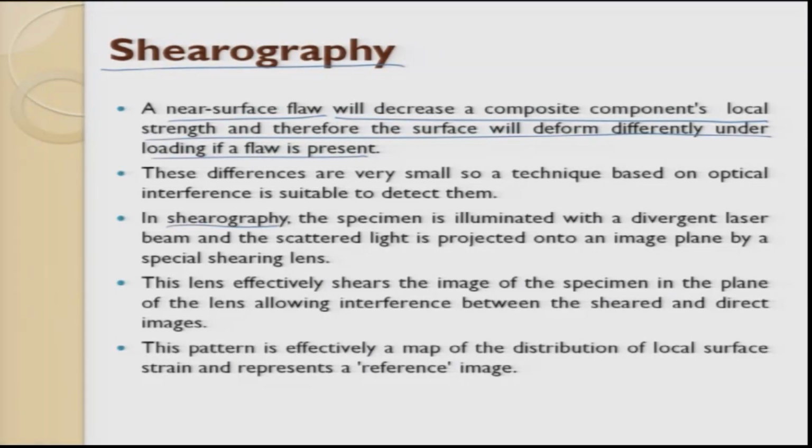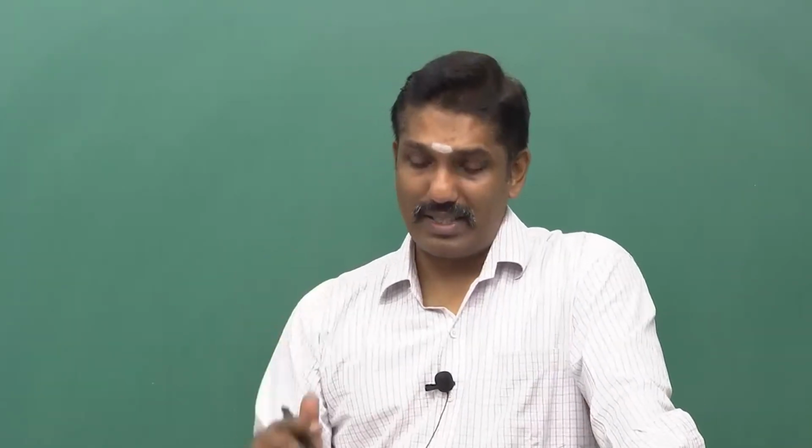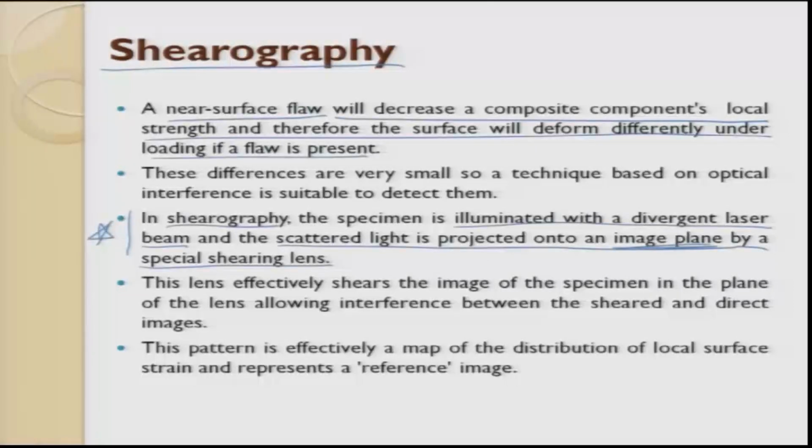In shearography, the specimen is illuminated with a divergent laser beam, and the scattered light is projected onto an image plane by a special shearing lens. This point is very important. Here we use a divergent laser beam which falls on the surface and scatters light, and I collect this light on an image plane by using a shear lens.